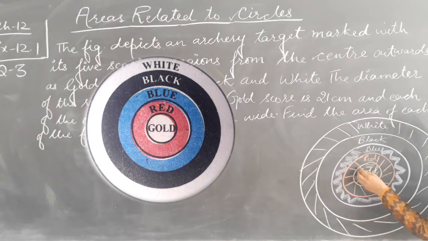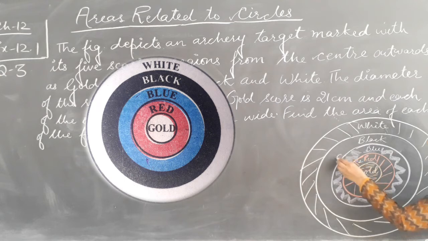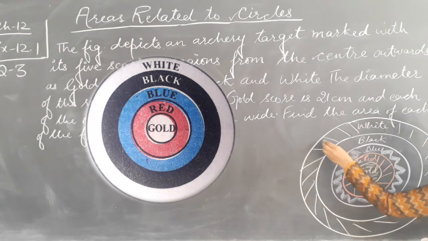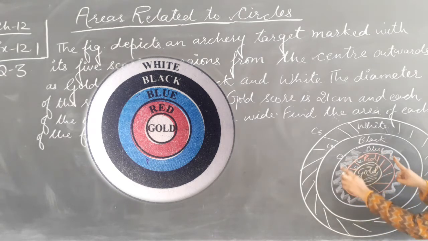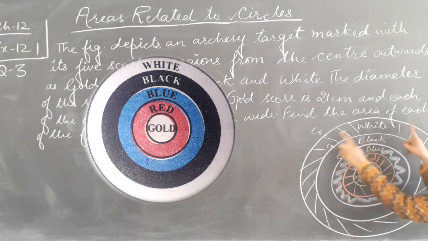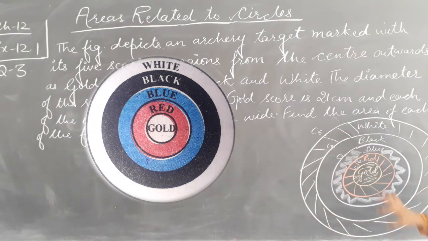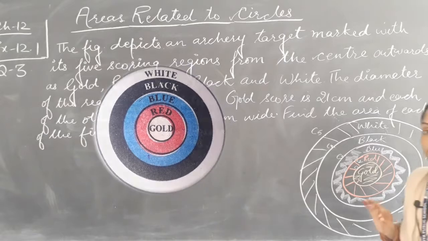Okay, let us label first circle as C1, second circle as C2, third circle as C3, fourth circle as C4 and fifth circle as C5. So here in this question we have 5 concentric circles. Okay, and first circle is gold region, second circle is not red region. This we can say this ring, it is red ring. Third one is blue ring, fourth one is black ring and fifth one is white ring. We need to find out area of all these 5 regions.